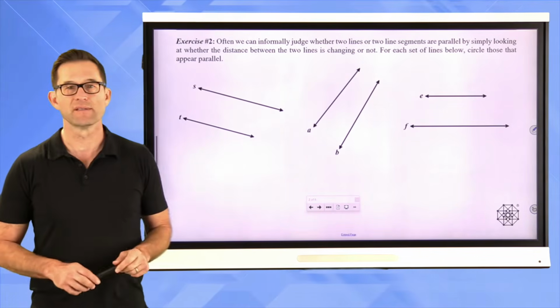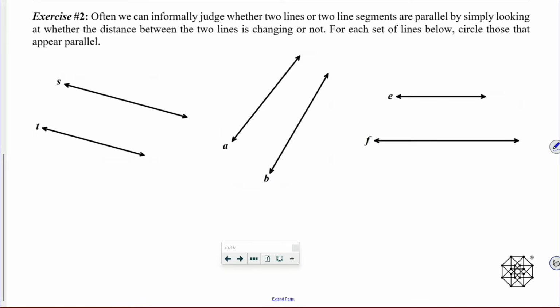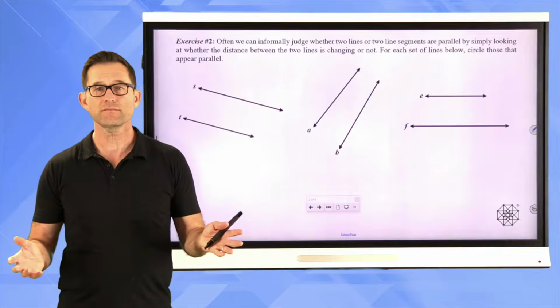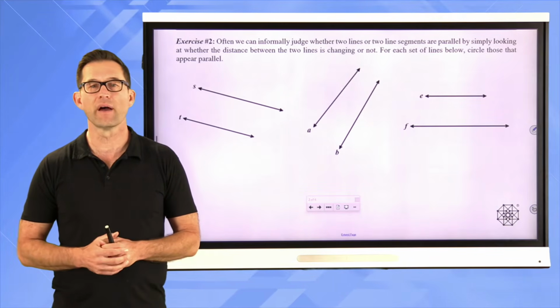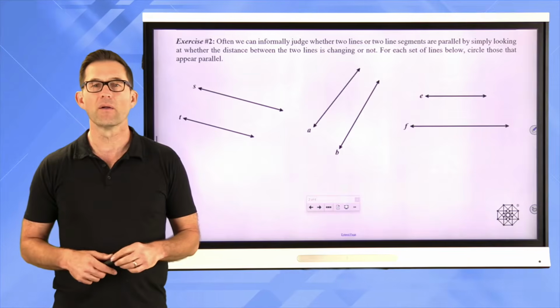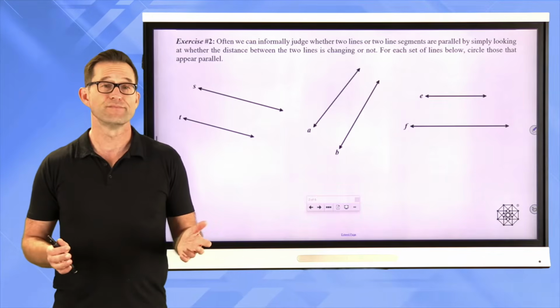Let's take a look at exercise number 2. Often we can informally judge whether two lines or two line segments are parallel by simply looking at whether the distance between the two lines is changing or not. For each set of lines below, circle those that appear parallel. Okay, so I'd like you to go ahead and do that. I've got 3 sets of lines. If you think that they're parallel, circle them, and if you don't, don't.